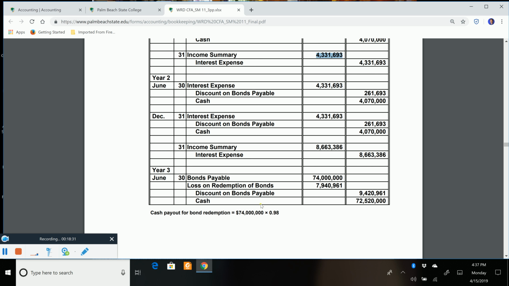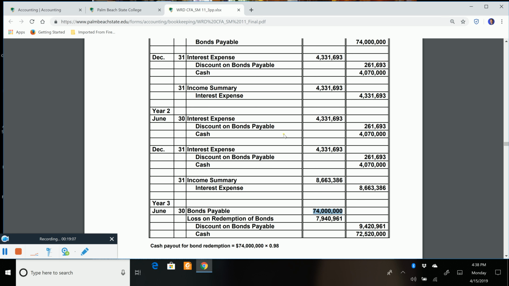And then last but not least, in year 3, we were able to call the bonds at 98. So if the bond face value is $74 million, we will multiply it by 98%, and that is the amount of cash that we actually need to pay to redeem the bonds or call the bonds. And I've highlighted it here, $72,520,000. Well, we got rid of the bonds payable, so we will debit the bonds payable of $74 million.